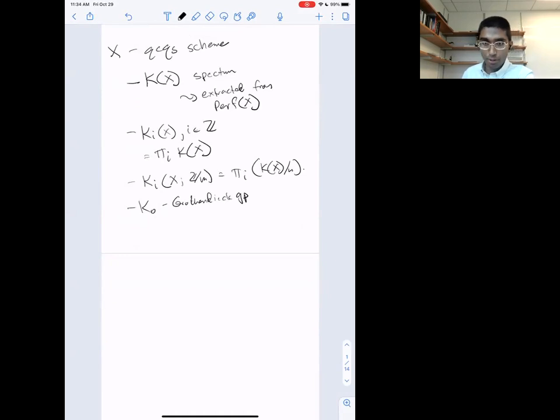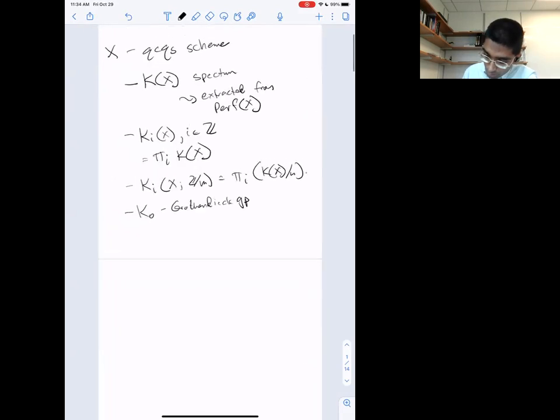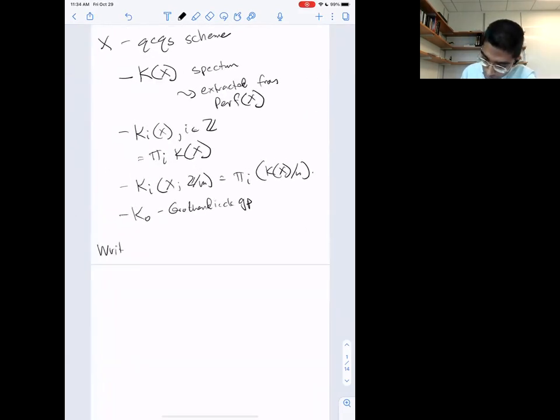But there's a theorem of Gabber and Suslin that states that if you work with schemes on which m is invertible, then you can calculate these mod m K groups étale locally in a very simple fashion. So let me write K_i étale with Z/m coefficients to mean the étale sheafification of K_i with Z/m coefficients.